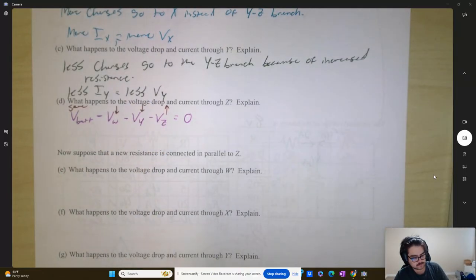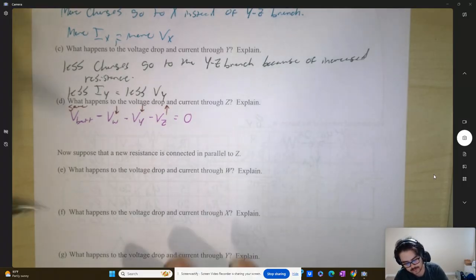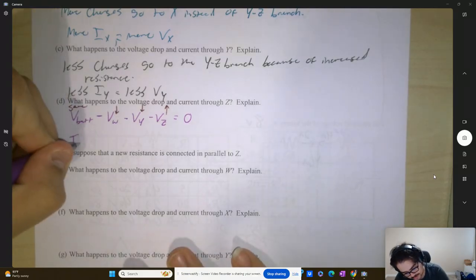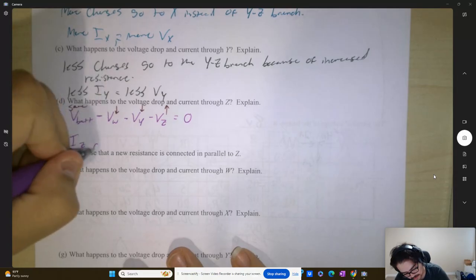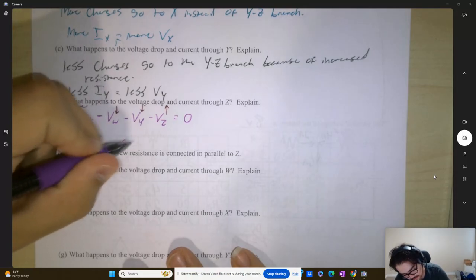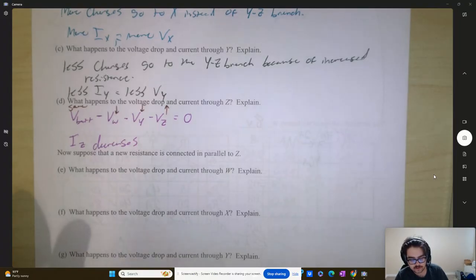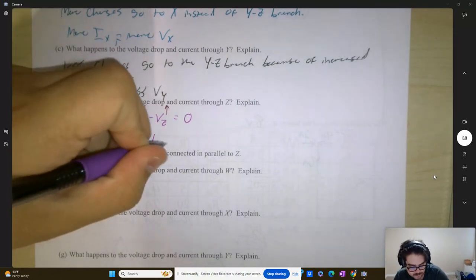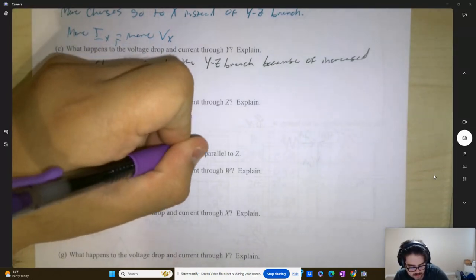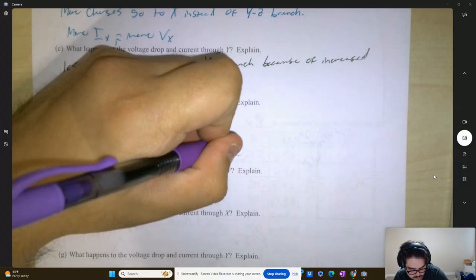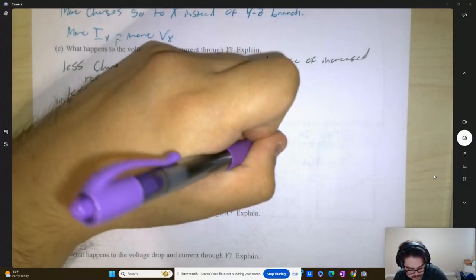So to put it into words, IZ decreases, and that's for the same reason that we cited earlier, but VZ must increase to balance.